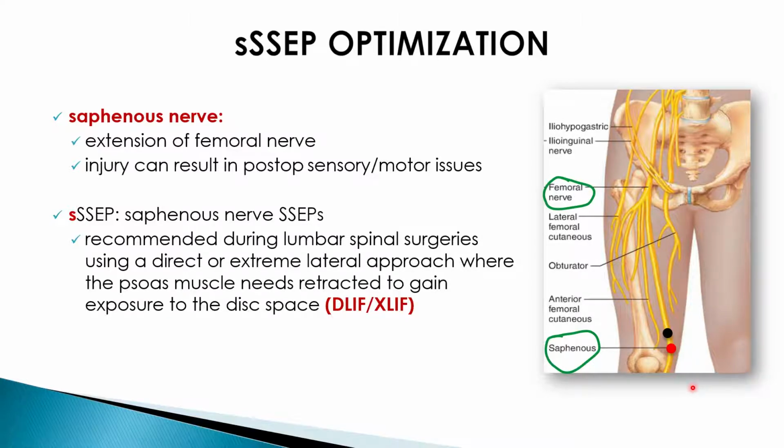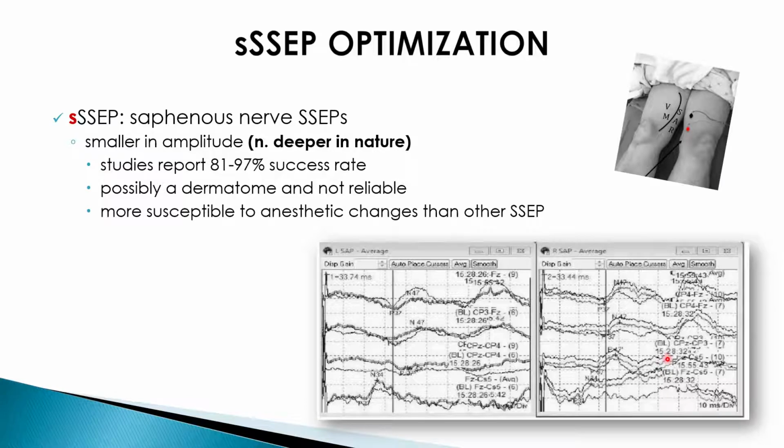to the disc space. Over here you can see where you would typically place the anode and the cathode if you're doing saphenous nerve stimulation. The saphenous nerve SSEPs are smaller in nature because the nerve is deeper and the stimulator is farther away from the nerve. Some studies report an 81 to 97% success rate in getting saphenous nerve SSEPs. Others state that it's possibly a dermatome and it's not reliable, and that they are more susceptible to anesthetic changes than other SSEPs. We've had pretty good luck doing saphenous nerve SSEPs.